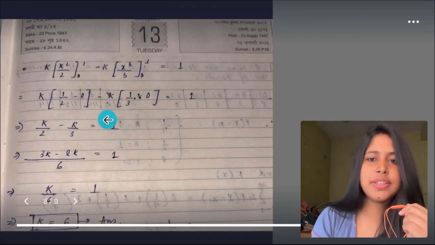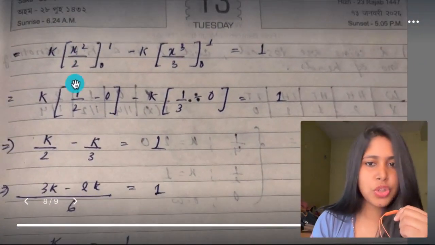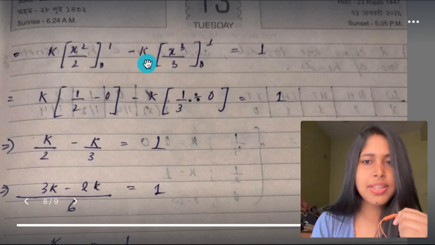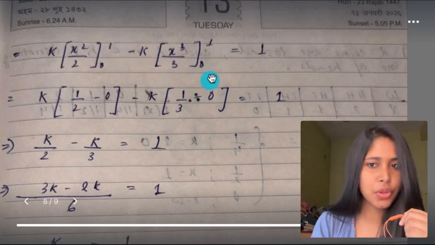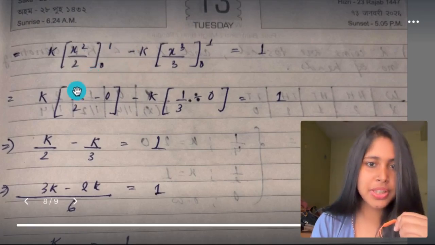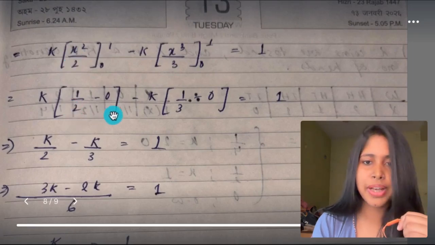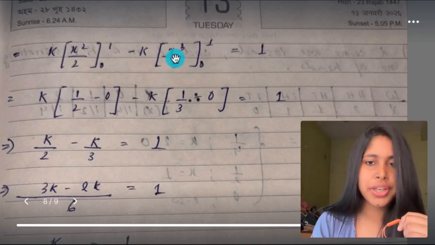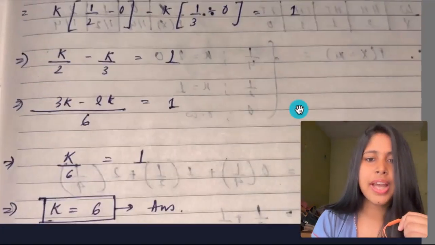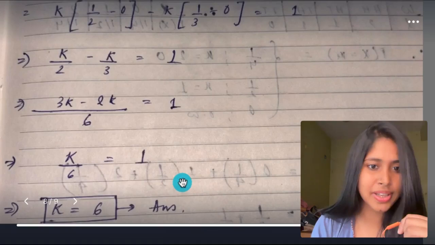Now let us see what I have written here. k x squared by 2 with limit 0 to 1, and minus k x cubed by 3 with limit 0 to 1 equals 1. And we put the value of the upper limit and the lower limit here. 1 squared by 2, putting the value of 1 here, minus 0 squared by 2, minus k, putting the value of 1 here again, 1 by 3 minus 0 equals 1. And then we get the value of k from this. k equals 6 here.